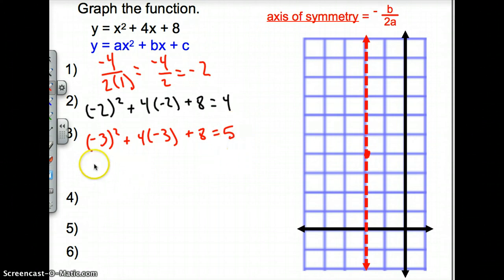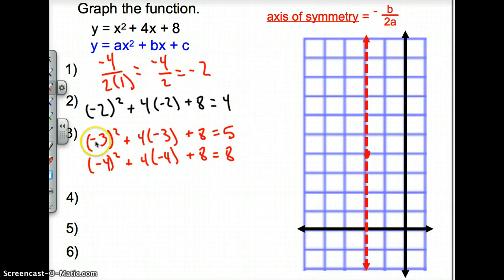Then I'm also going to pick one more point, and that point's going to be negative 4 squared plus 4 times negative 4 plus 8. You punch it all into your calculator, and you get 8.